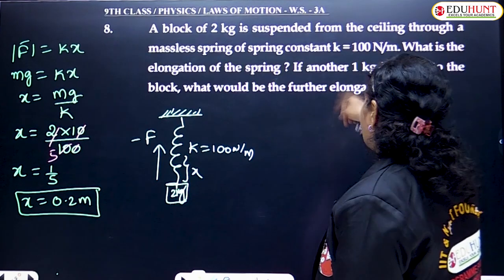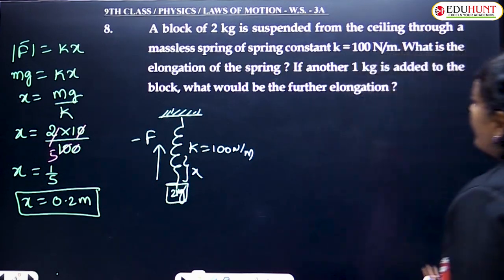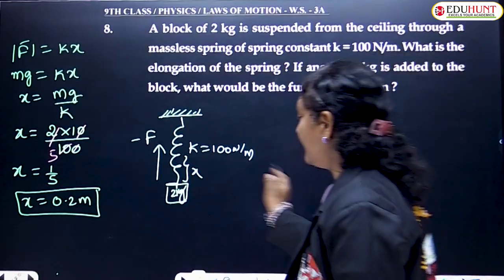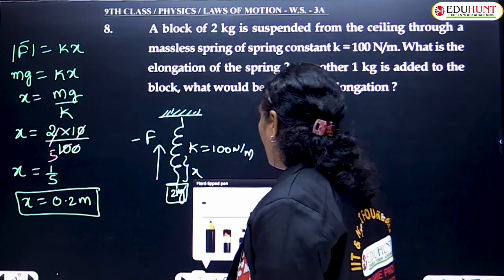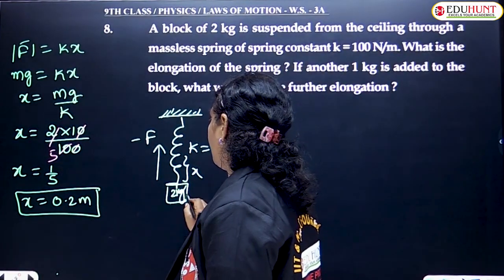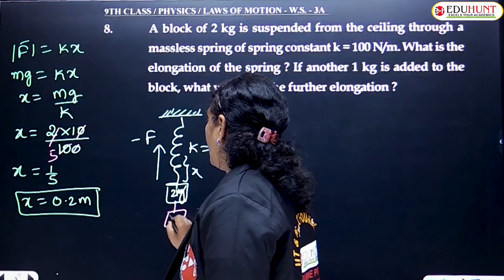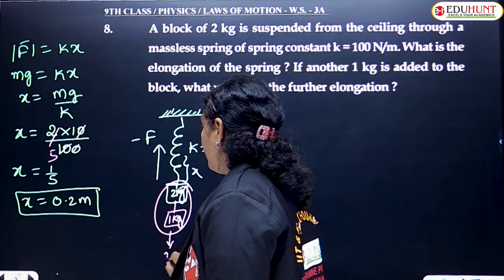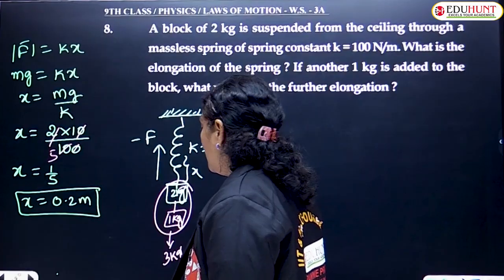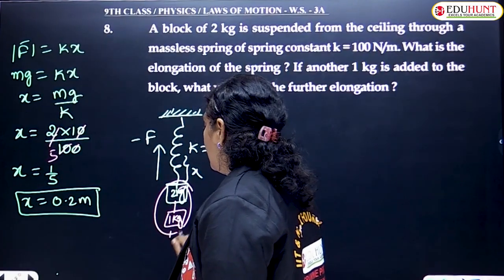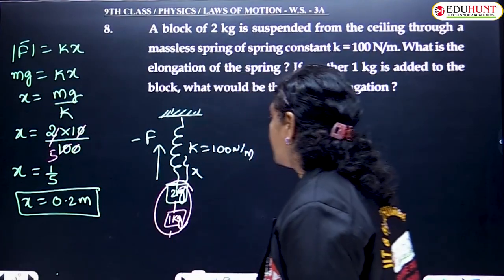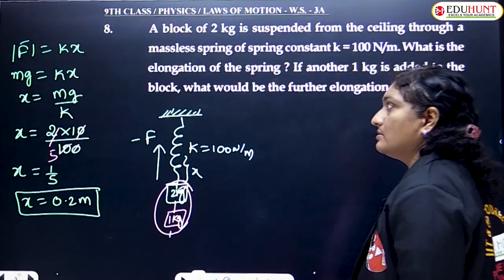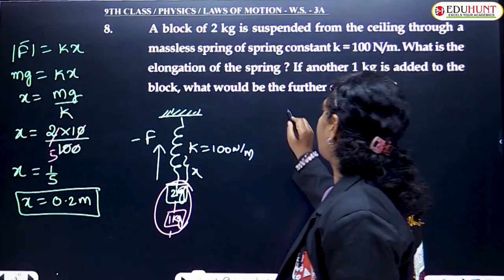So moving to the second part of the question, if another 1 kg is attached to the block, so already this 2 kg is there, and along with this, 1 more kg is being attached. So now the total weight acting downwards will be 3 kg. So the total weight is 3 kg into g, that is 3g. Based on that, what would be the further elongation? So the further elongation will be some x dash.